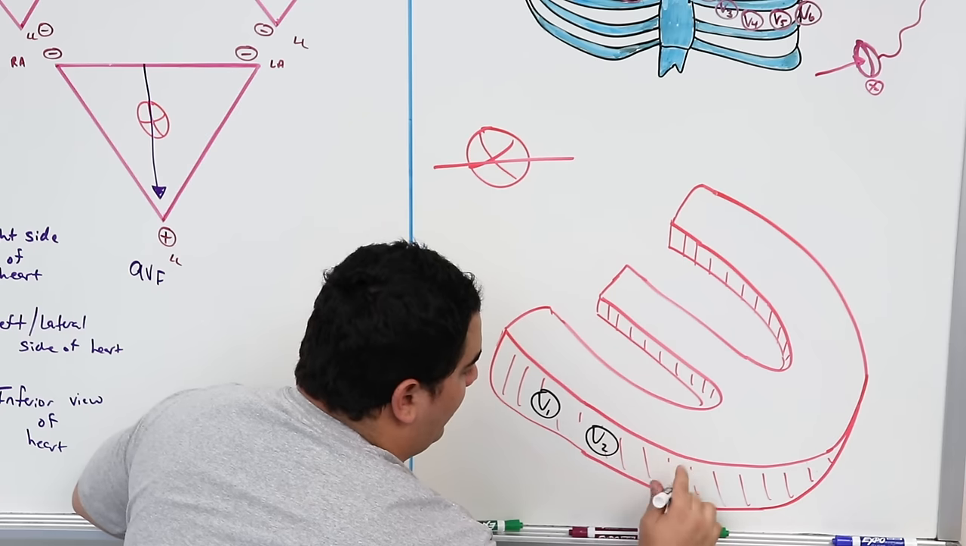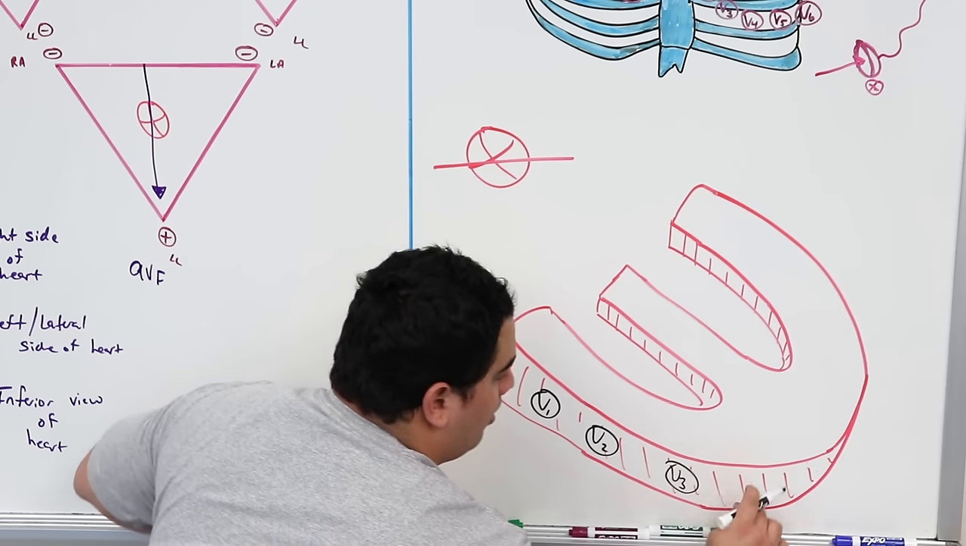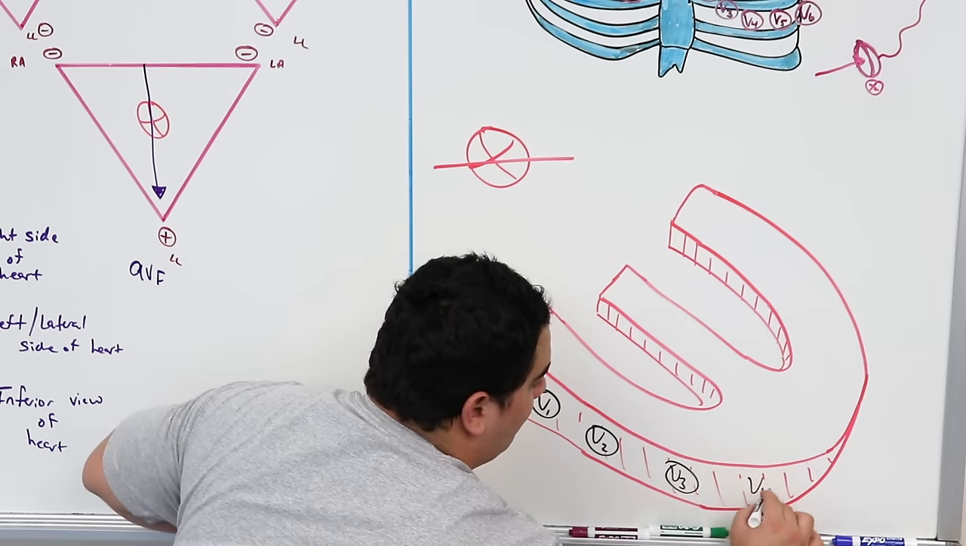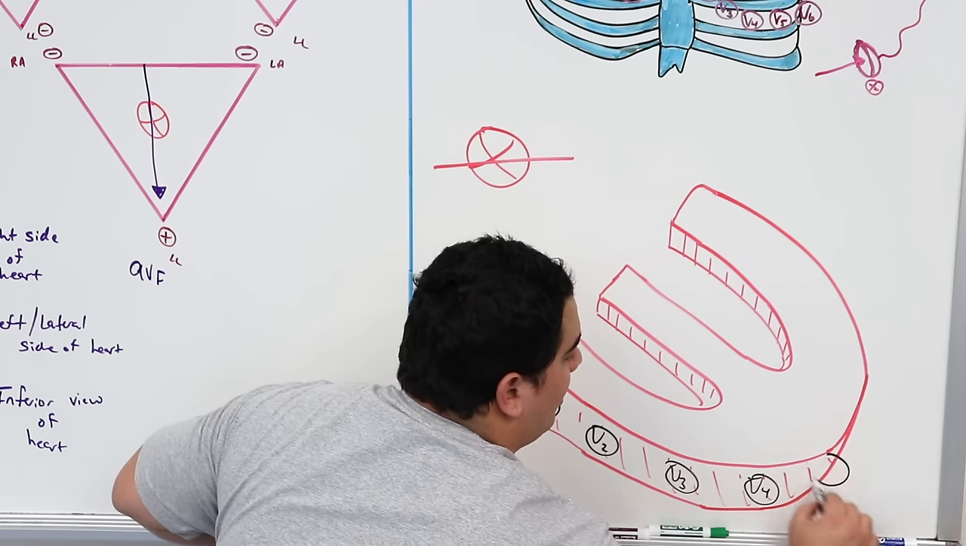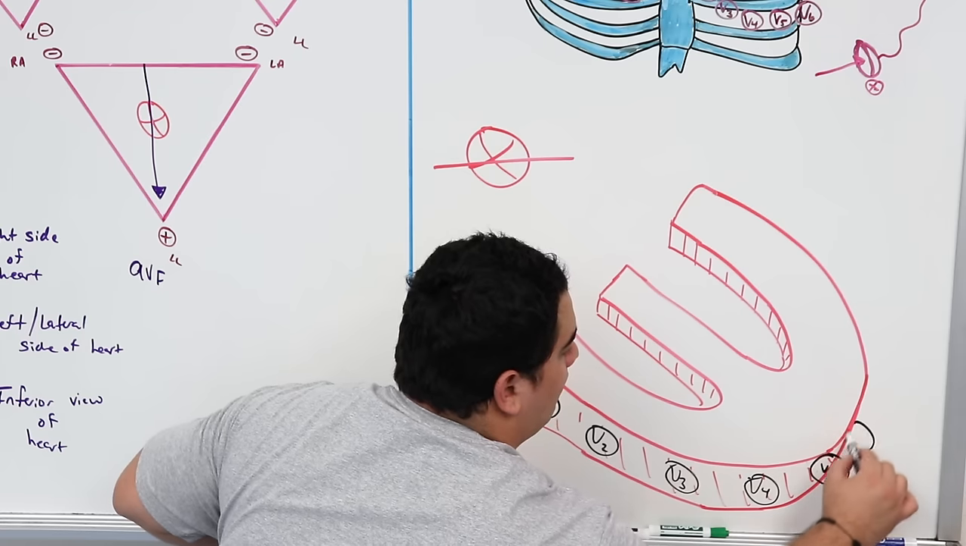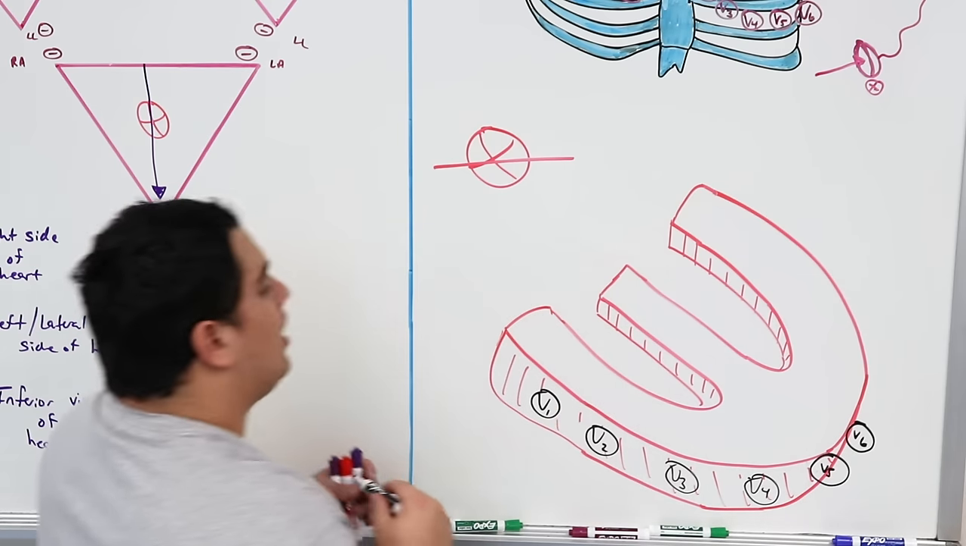We'll put our next one over here, V3. Put our next one over here, V4. And then again, we'll put over here, V5. And then over here, we're going to put V6.